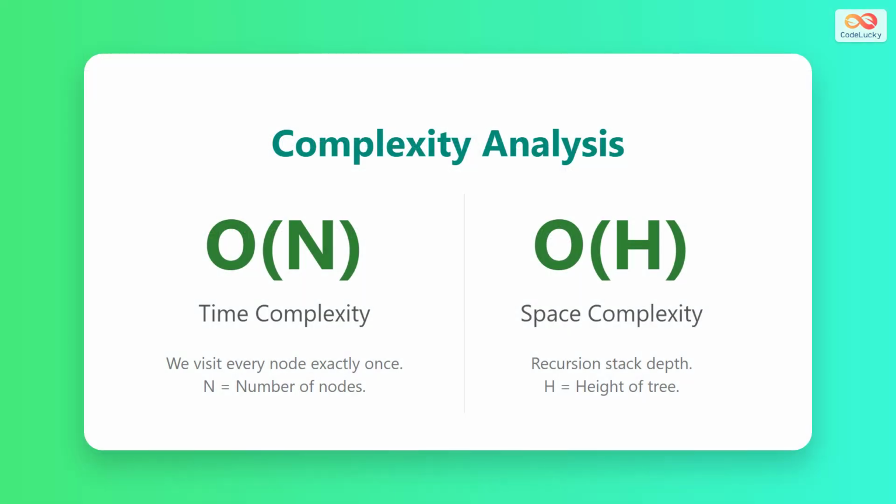Let's analyze the performance. The time complexity is big O of n, where n is the total number of nodes, because we must visit every node exactly once. The space complexity is big O of h, where h is the height of the tree, representing the memory used by our recursion stack.